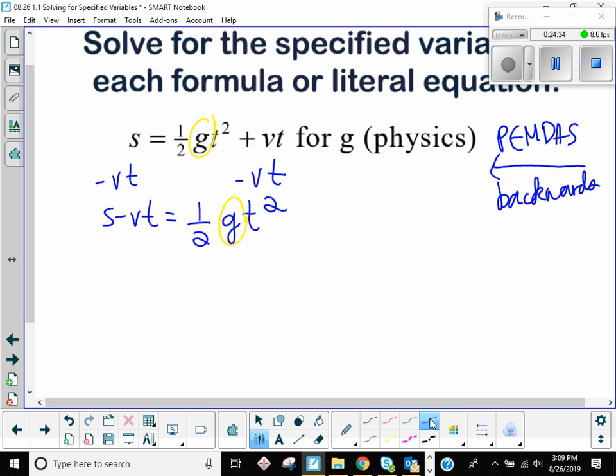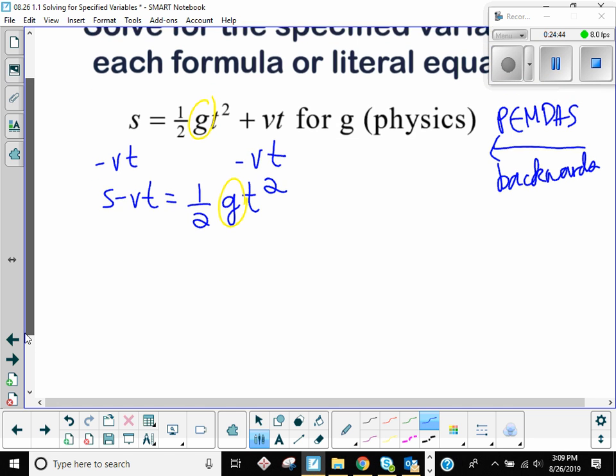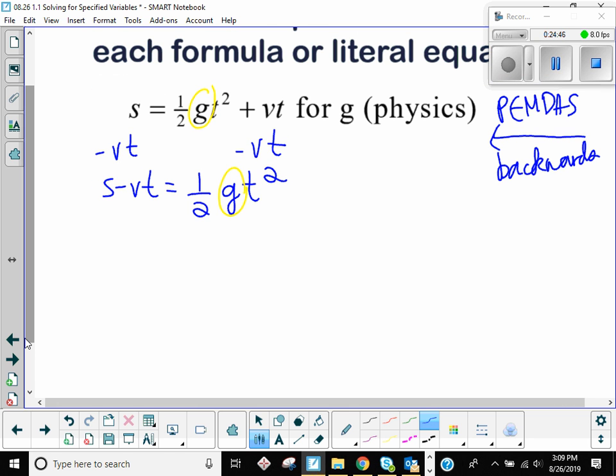So right now I have G times 1/2 and G times t squared. So those are both multiplications, or maybe you're thinking about this as divide by 2, but still we're going to undo multiplication or division next. There's 2 of them here. You can do either one you want to do first. Would you like to undo 1/2 or t squared first? Okay, how do you undo times 1/2? Divide by 1/2, which is the same as multiplying by what? 2, right? Keep change flip.